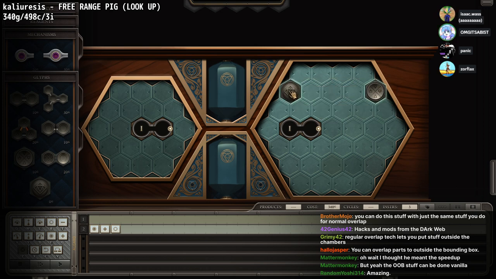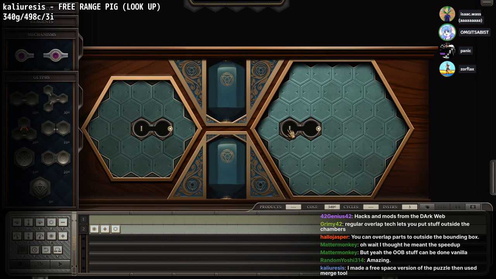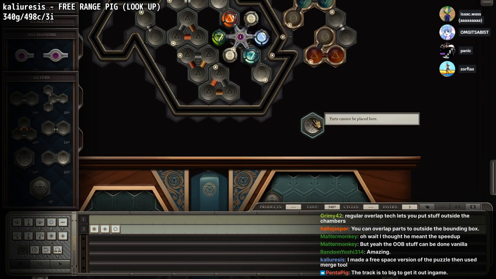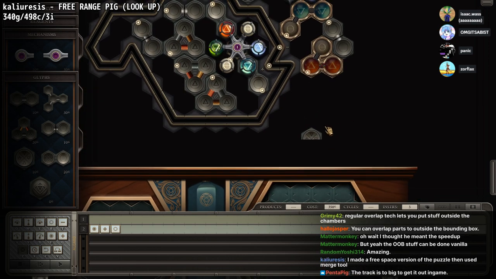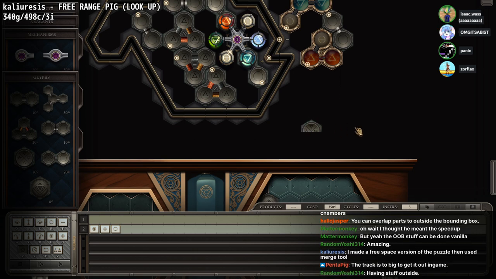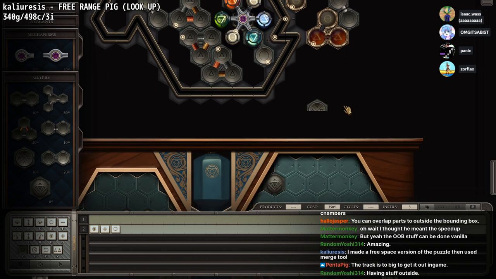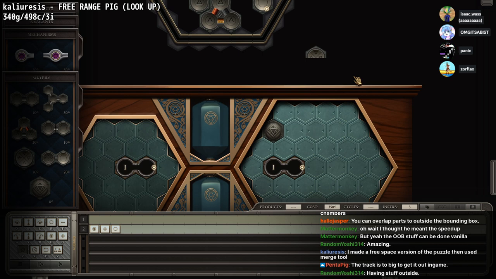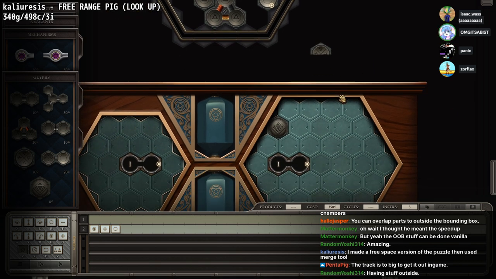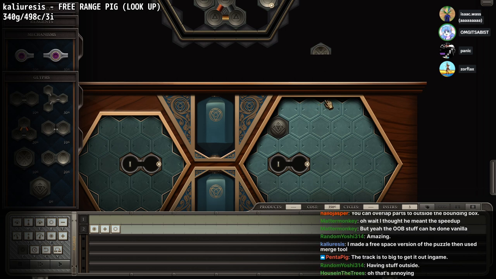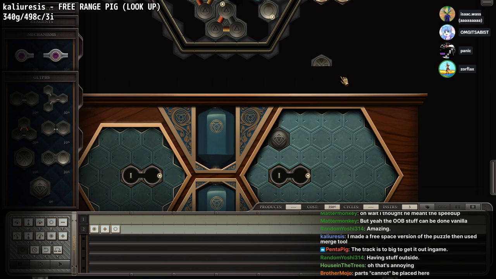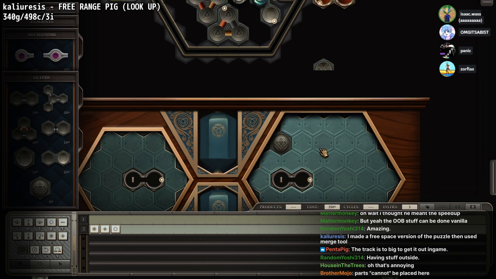Getting that entire track shape is impossible unless you use Mr. Puzzle's mod. It would be very annoying. Yeah, the track is too big to fit in the chamber, so you can't do this, unless you use the track joining thing. Actually, could you just use the merge tool? The merge tool is probably the simplest way to do it. You just build it out there like normal and then merge it with this puzzle.